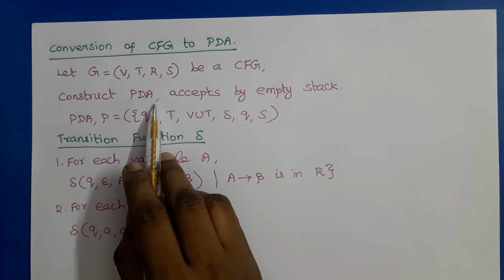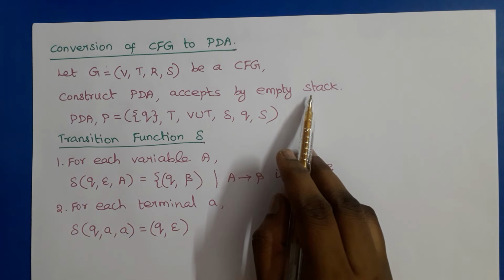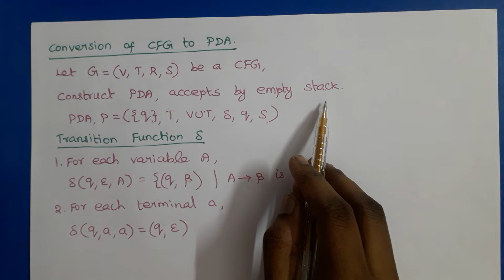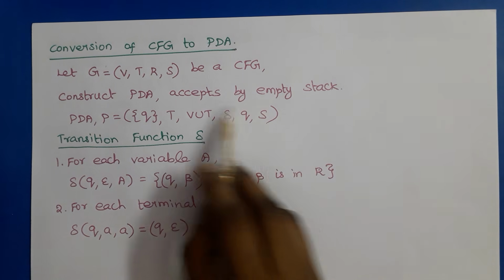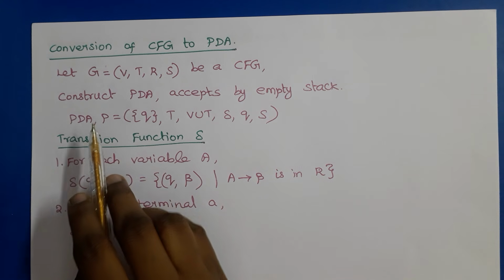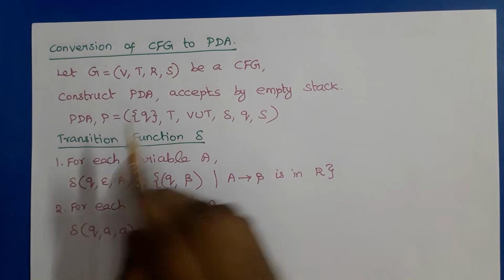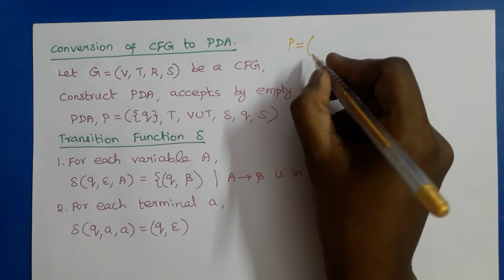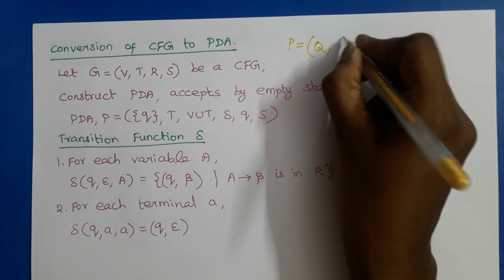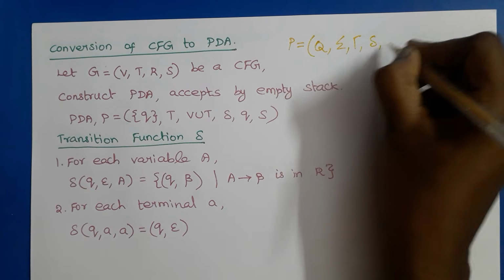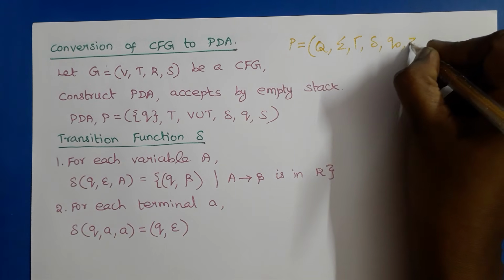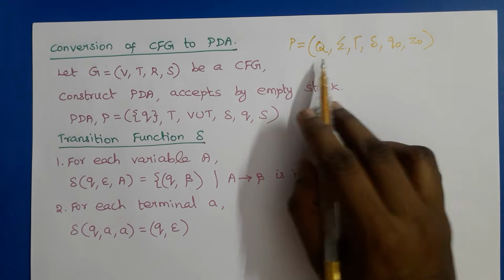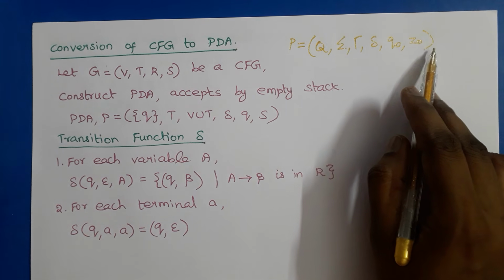Then we can construct a PDA by empty stack, that means N(P), the language accepted by empty stack, can be constructed. It has a 6-tuple notation, right? So this PDA P can be constructed from CFG. The PDA has Q, sigma, gamma, delta, q0, Z0. By empty stack means we will represent it by 6-tuple notation. There is no final state.